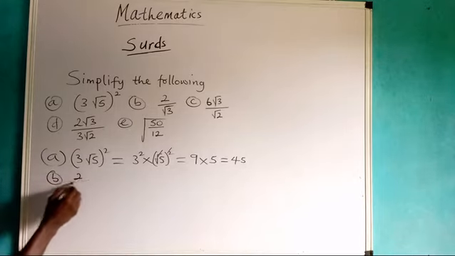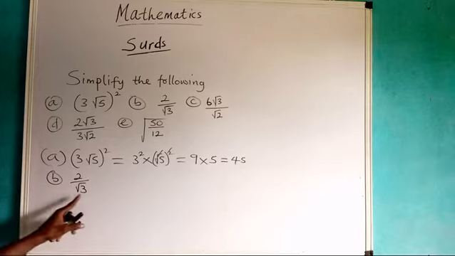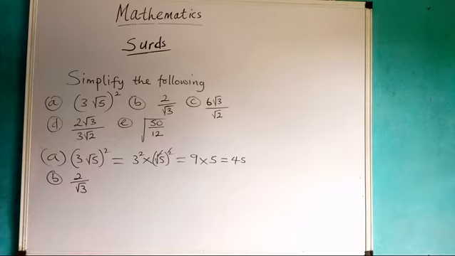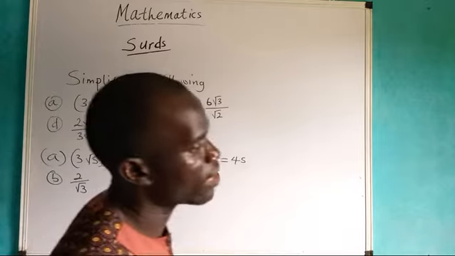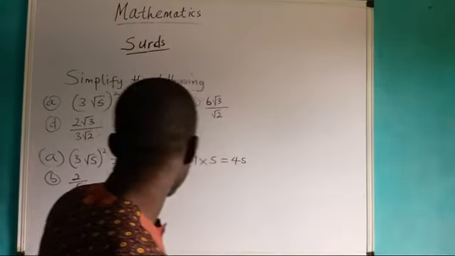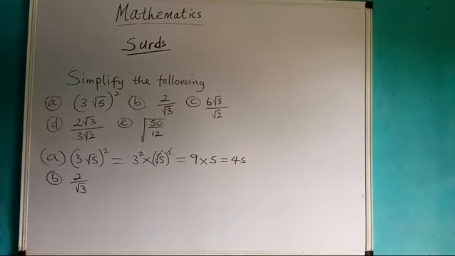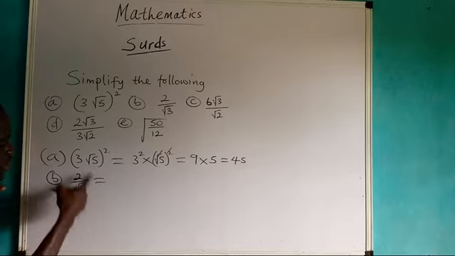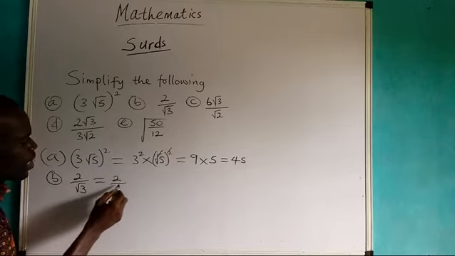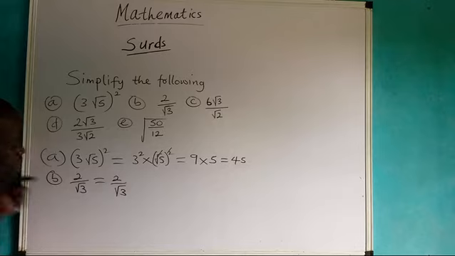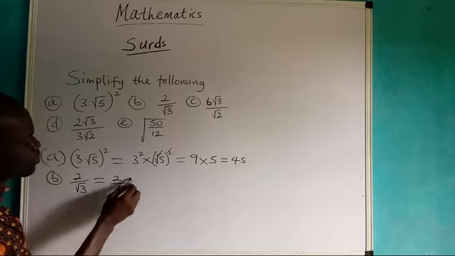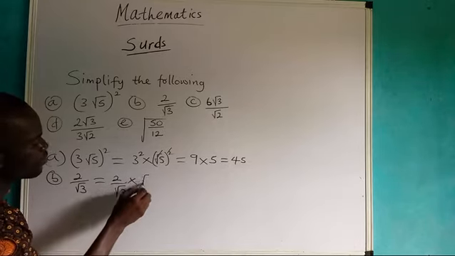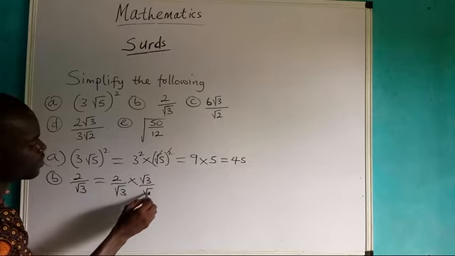Now consider the next question. We have 2 all over root 3. This one is a fraction and there is a surd at the denominator. Whenever you have a fraction and there is a surd at the denominator, what do you do? Use that denominator to rationalize the fraction. So you take 2 over root 3, and use the root 3 to multiply the numerator and also to multiply the denominator.